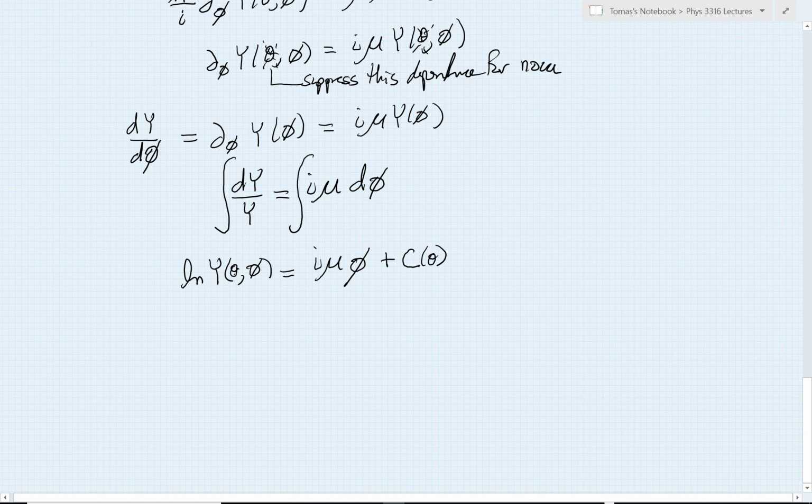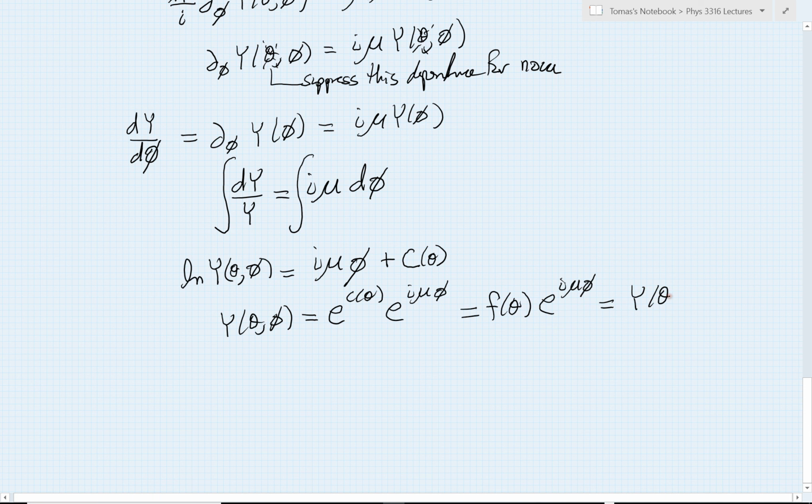Now at this point we can solve for y of theta and phi by exponentiating both sides. So this will be e to the c, where c will depend on theta, times e to the i mu phi. And now c is just some arbitrary function of theta. And so when I exponentiate it, I just get another arbitrary function of theta. So I can write this as a function that depends only on theta. And then I have the angular portion e to the i mu phi. That tells me then the behavior of my solution.